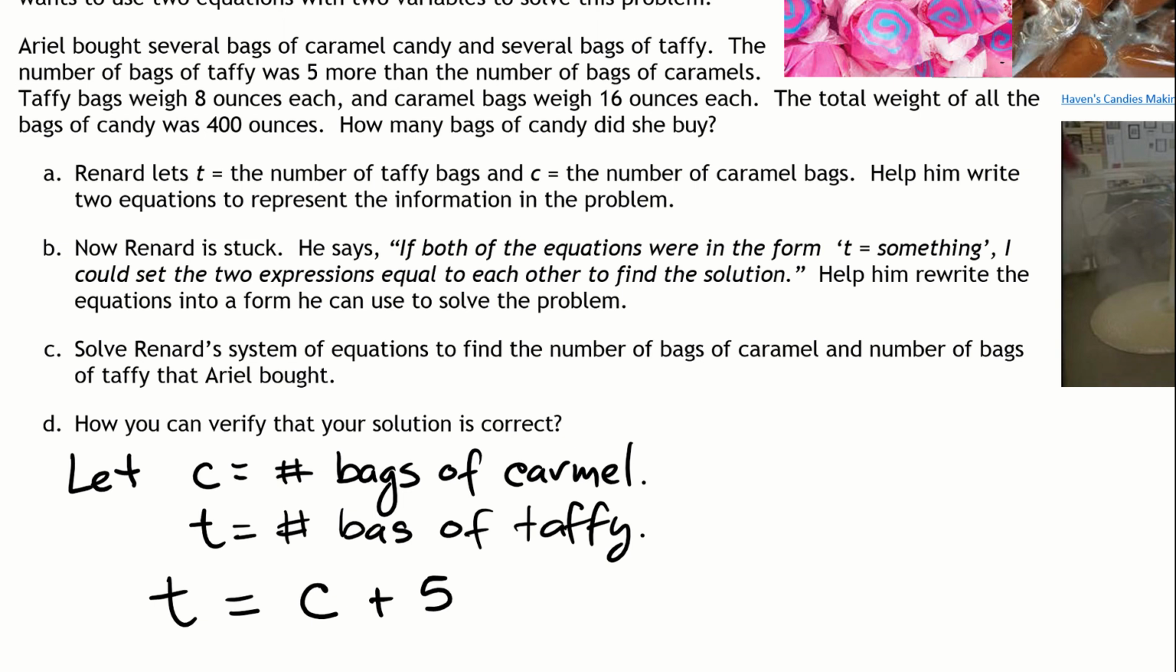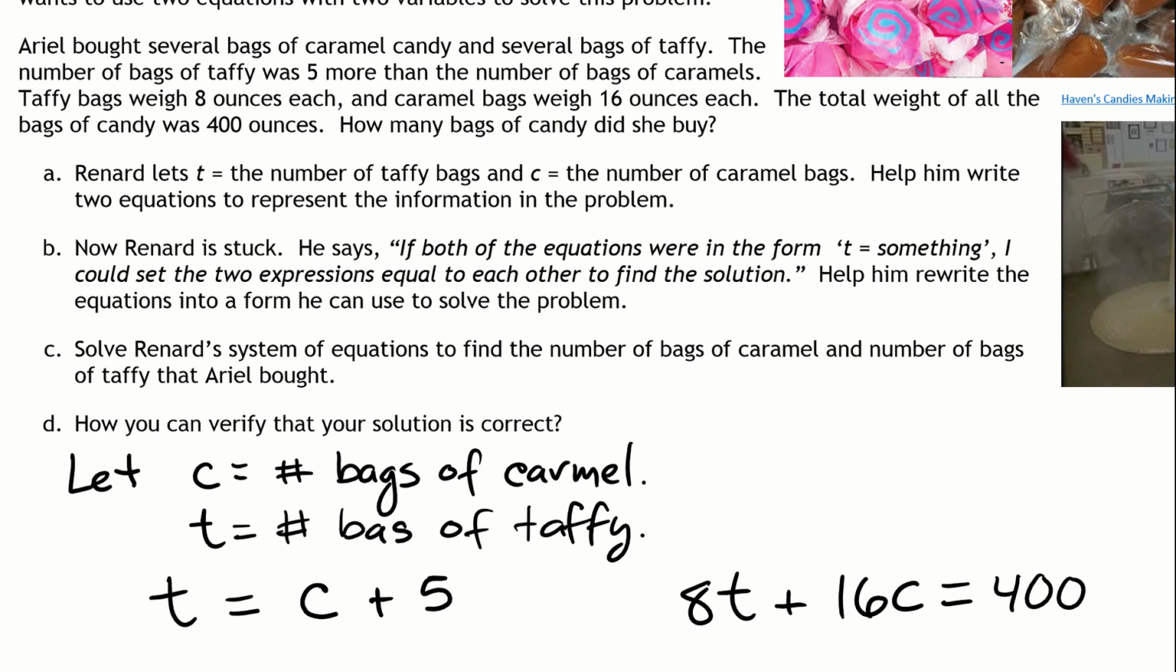Actually, that does not say. Having this let statement clear, in my mind, knowing exactly what those are really helps me process this. So I have bags of taffy and bags of caramel. The taffy are 8 ounces each. So I could say 8T, that's the weight of the candy from the taffy, plus 16C, that's the weight of the candy from the caramels, and together that's 400 ounces.